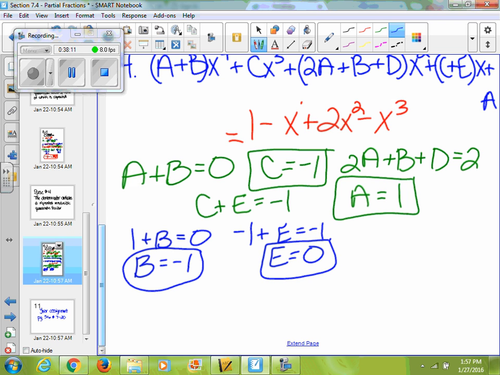So the only letter I have left is D. And so in this case, it was 2A, so 2 times 1 plus B, which is negative 1, plus D equals 2. 2 times 1 is 2, plus negative 1 is 1. So 1 plus D equals 2. So D equals 1.